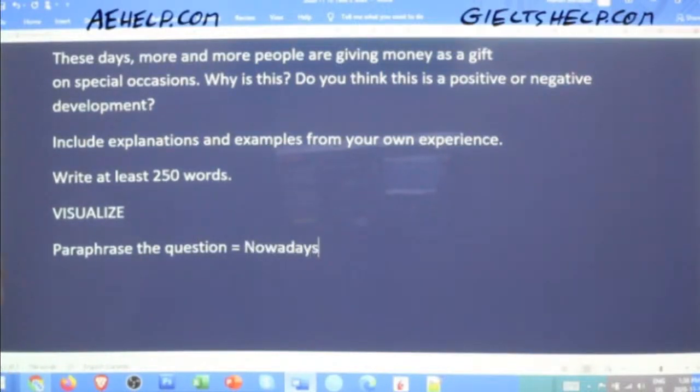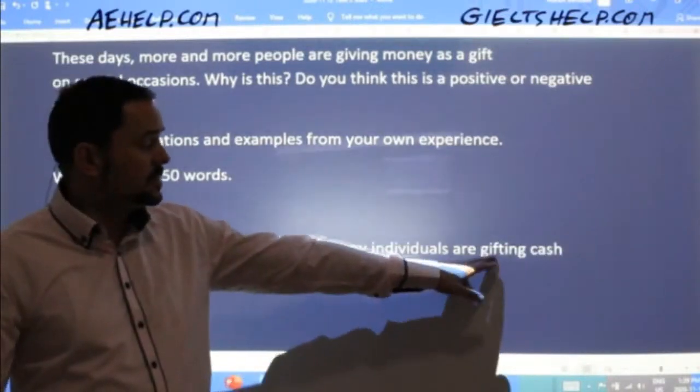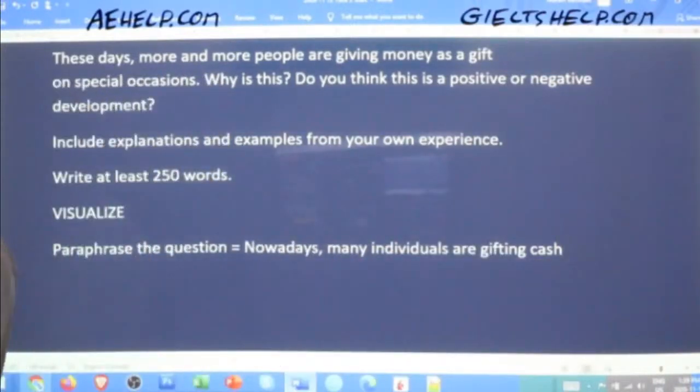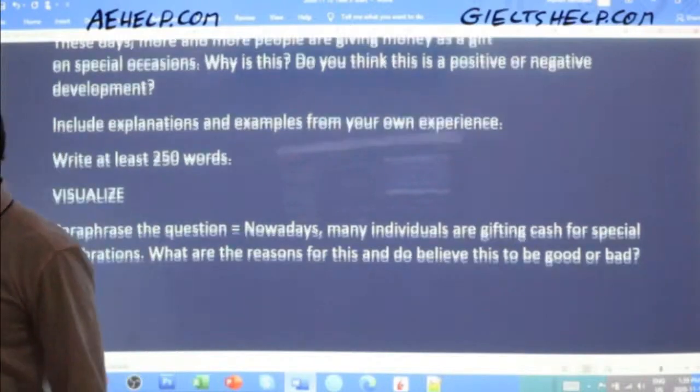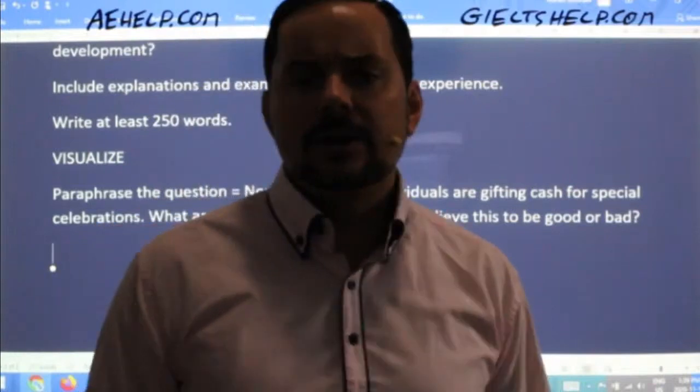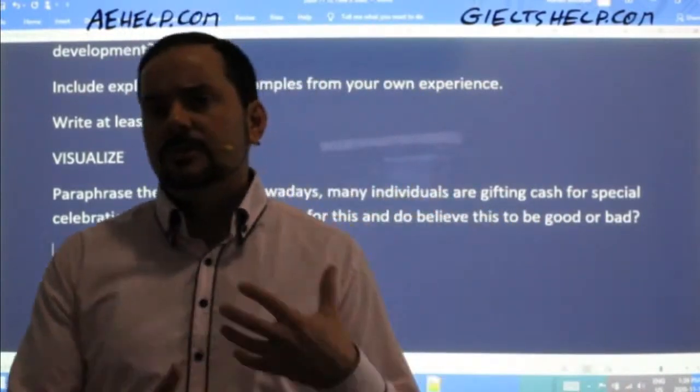So nowadays, as one word, of course, many individuals are gifting cash. Okay, so a gift can be used in this form as well, gifting cash, for special celebrations. What are the reasons for this? And do you believe this to be good or bad? Okay, so again, especially with the paraphrasing, don't spend too much time thinking of the paraphrase. Just keep it fairly simple. Here you just want to move along, make sure you can understand it.